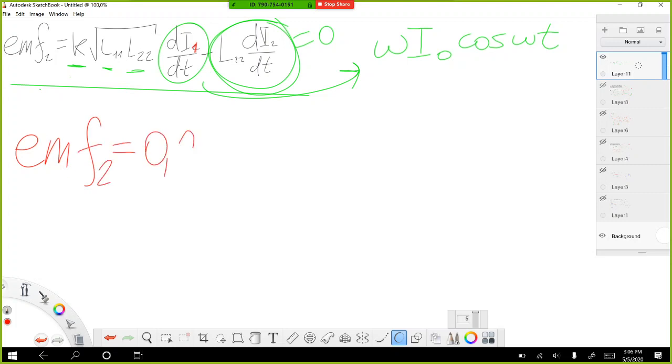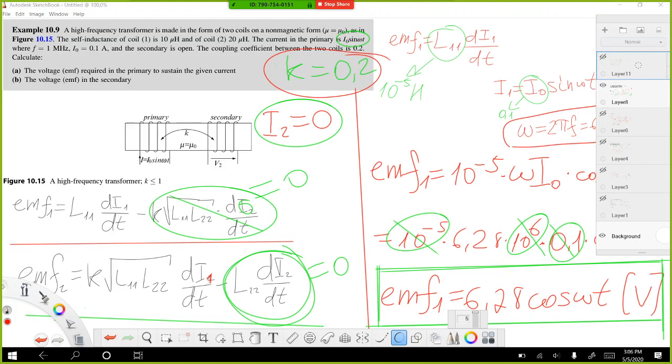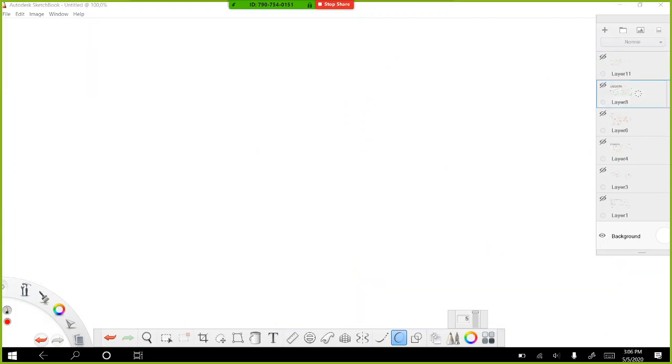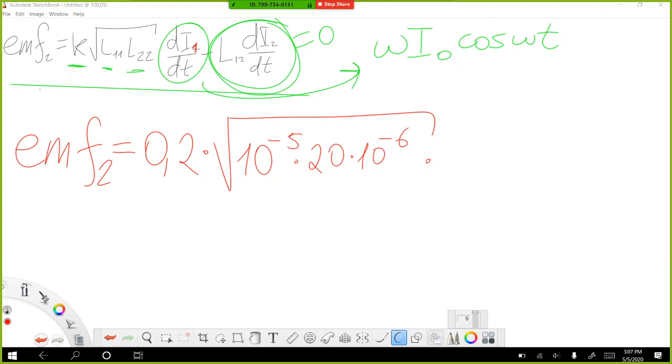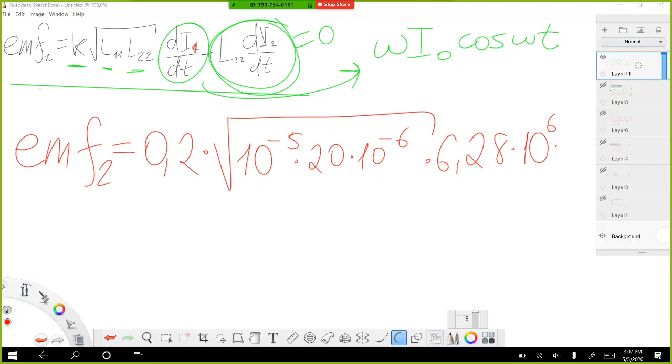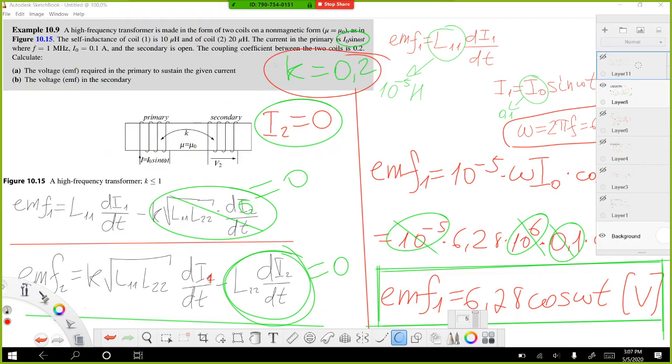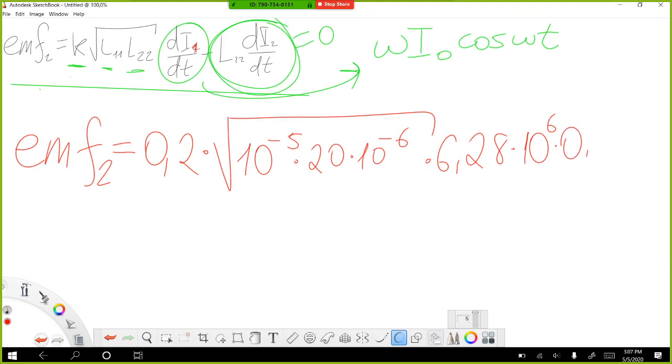K, the coupling coefficient, is given as 0.2, multiplied by the square root of 10 microhenry multiplied by 20 microhenry. So 10 microhenry is 10 to the minus 5, multiplied by 20 microhenry, which is 20 times 10 to the minus 6, multiplied by di1 over dt, which is omega I0 cosine omega t. Omega was equal to 6.28 times 10 to the 6, and I0, if I'm not mistaken, was 0.1.